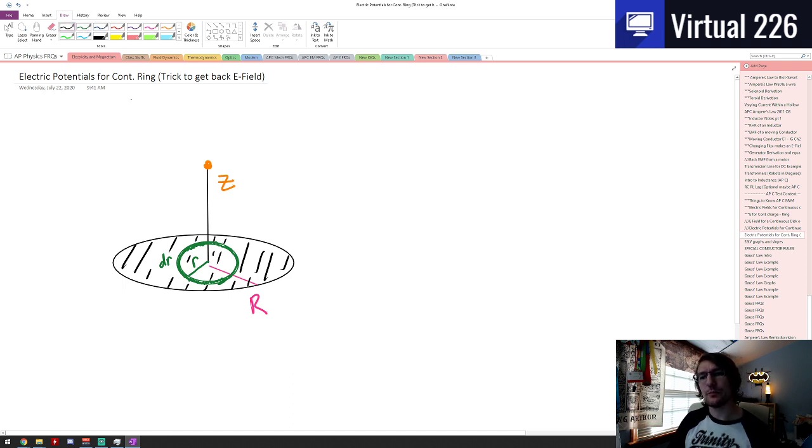Okay, so what we have looked at before for a charged disk is an electric field. What we're going to look at now is an electric potential for a continuous disk, not a ring. And we're also going to get back the electric field from doing this. So how do we go about setting this up?